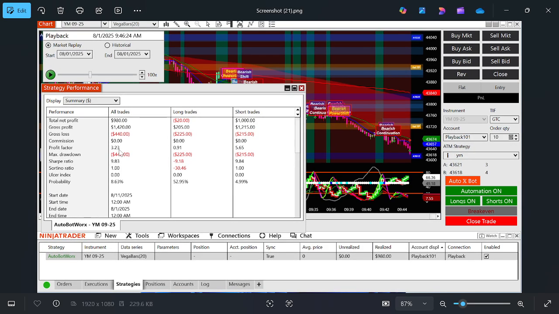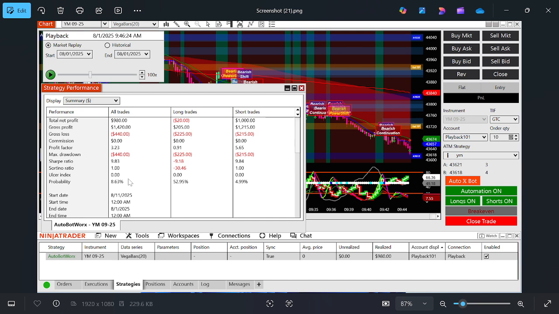Again, I start out with the 20, and we did hit our daily profit here, and the max drawdown was around that 400, between 400 and $450 mark, which was great. The gross loss did not exceed that. That was pretty much it. The probability is 8.63, so it was a high win rate day. And the profit factor was very nice at 3.23.